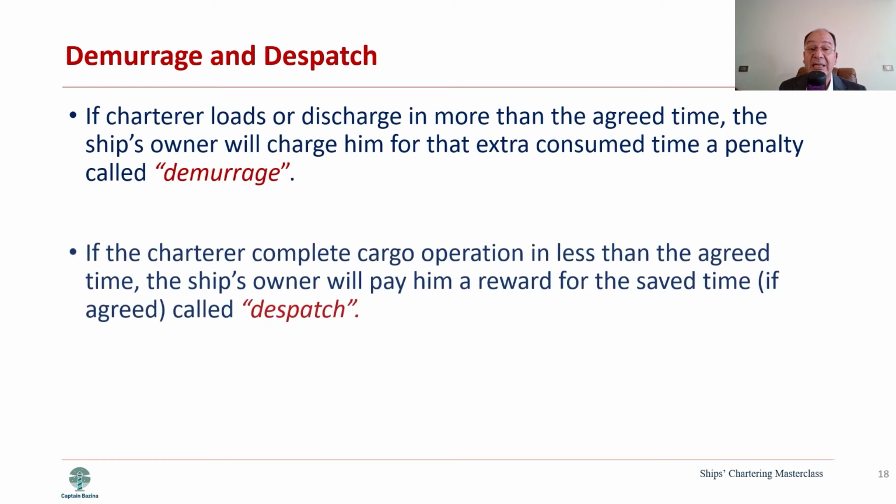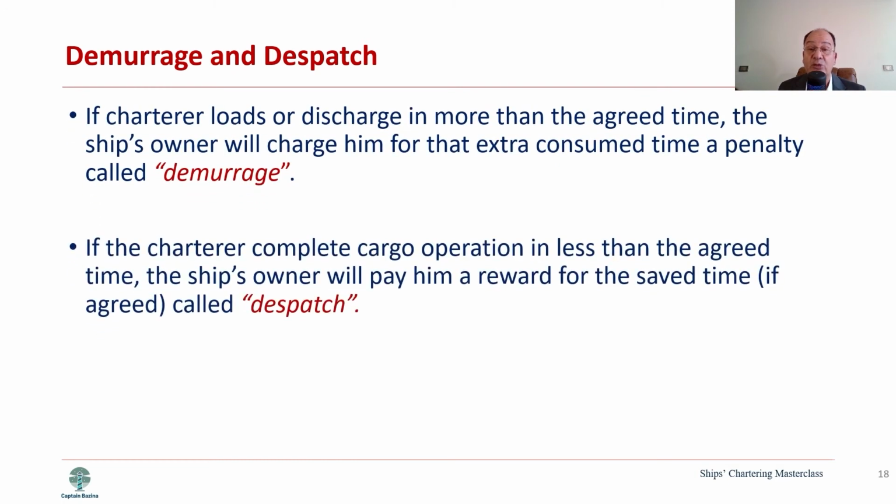The laytime, of course, is given to the charterer to load and discharge his cargo. For example, if he's given 5 days, but the charterer loaded and discharged his cargo in 7 days, it means he has to pay a penalty of 2 days. This is what we call demurrage. So demurrage is a kind of penalty or compensation for the ship owner to be compensated for the delay.